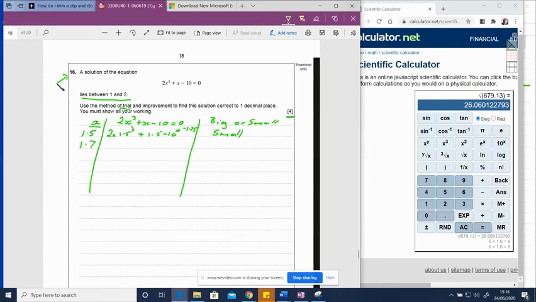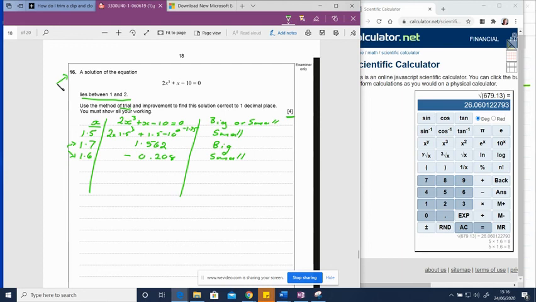Put it into the calculator as I've done for the previous one, and the answer comes out at 1.562, which is too big. So I'm going to try 1.6. Put that in the calculator and the answer comes out as minus 0.208, which is too small. So I can say 1.7 is too big, 1.6 is too small.